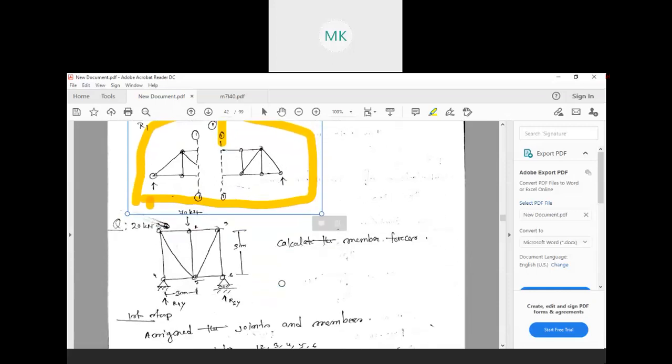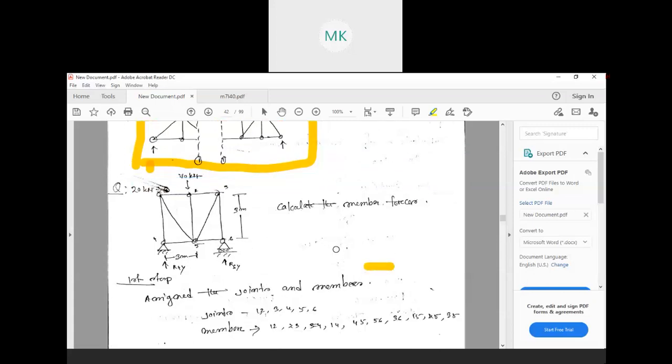Here you see, we are considering a truss, with all the loading and all the lengths. We are numbering the truss as 1, 2, 3, 4, 5, 6. What we need to do is calculate the member forces, that is, what force will come in every member. It's very simple.